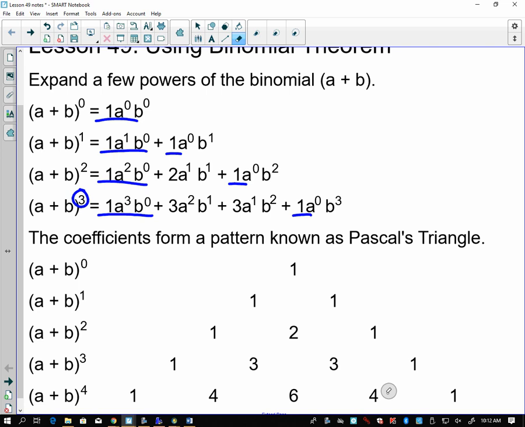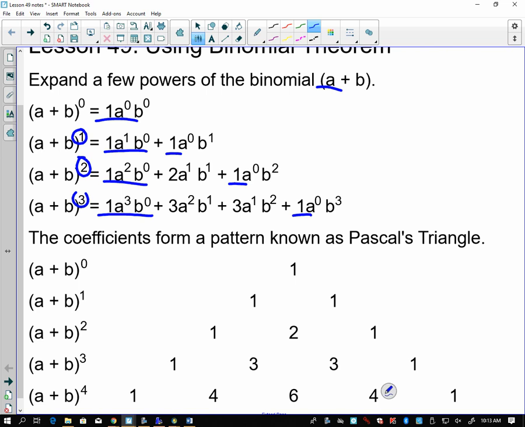But look at the exponents here. Notice, what does a start with here? 3, okay? Whenever we squared it here, what did a start with? 2. When this was to the first, what did a start with? 1. All right, when it was 0, what did a start with? So it's sufficient to say that the first variable is going to start with the exponent of the exponent, right? But the second variable, how does it always start?